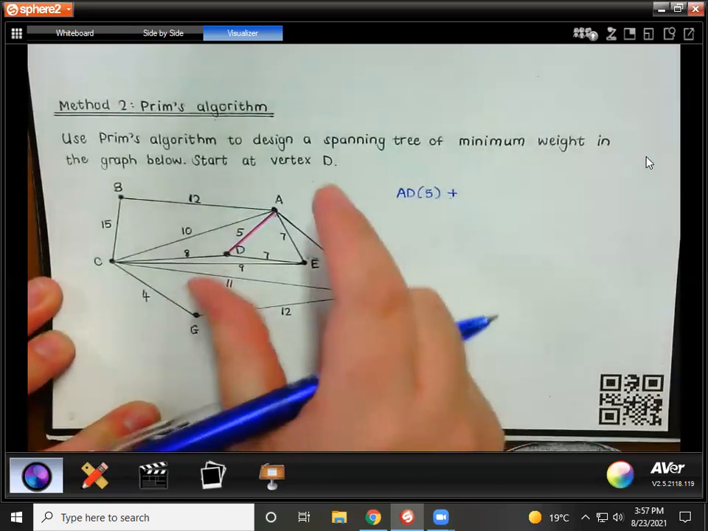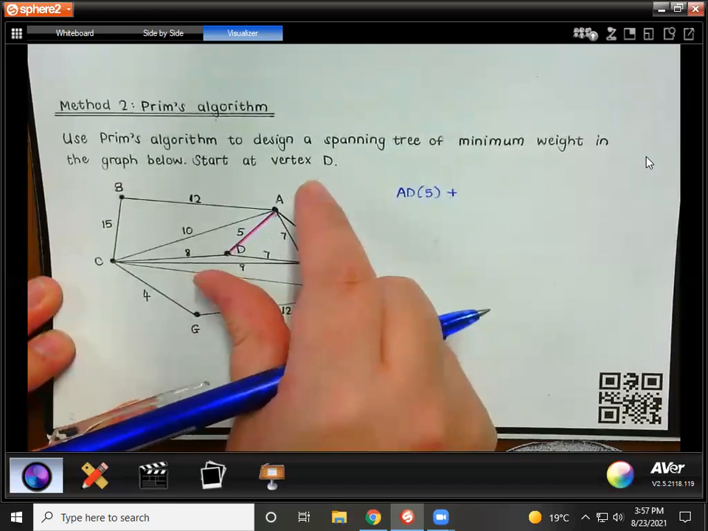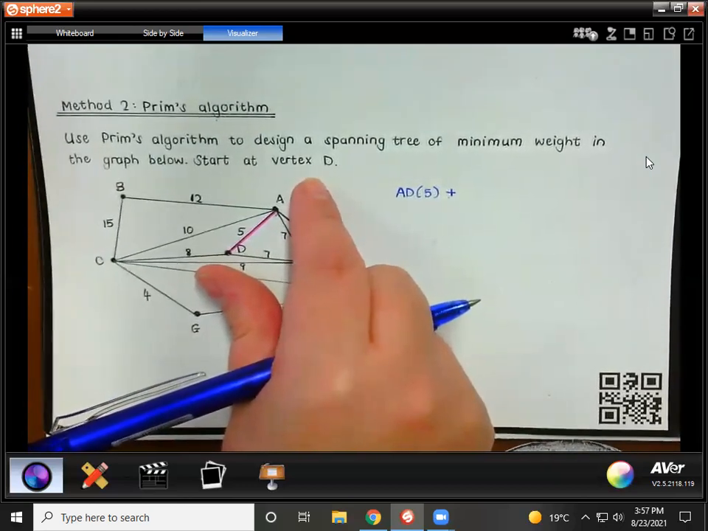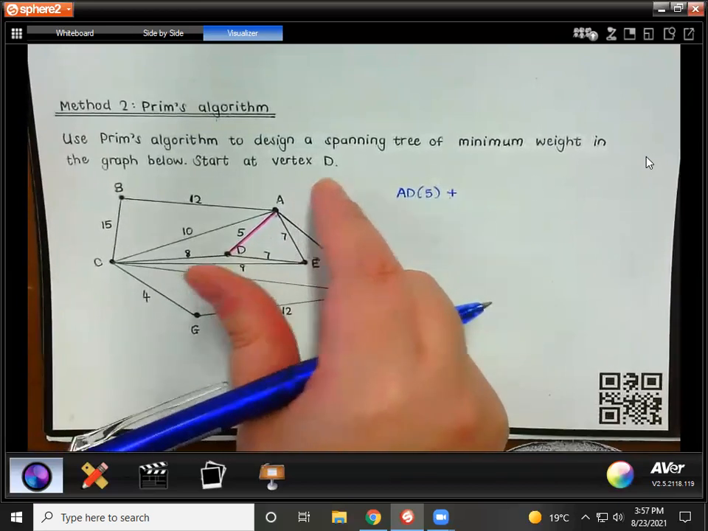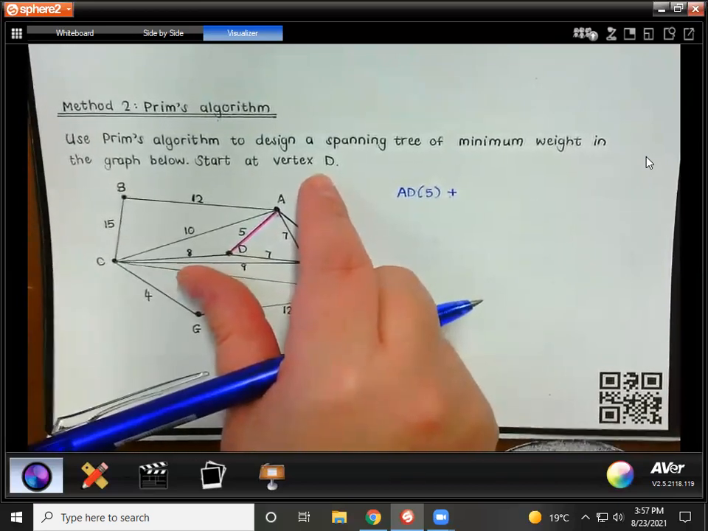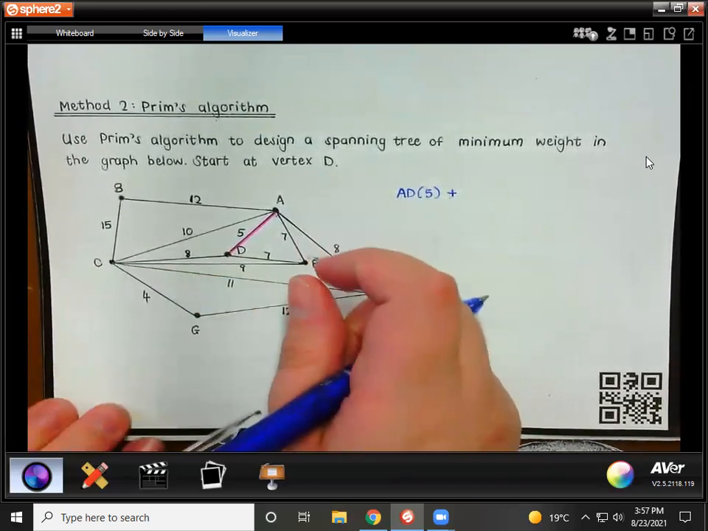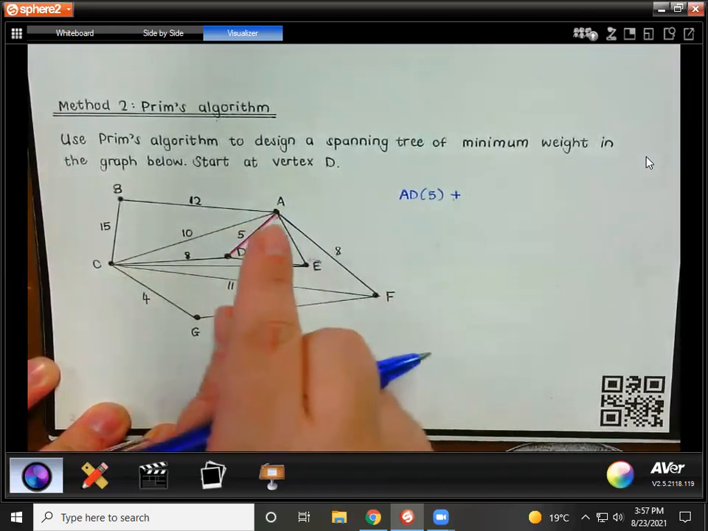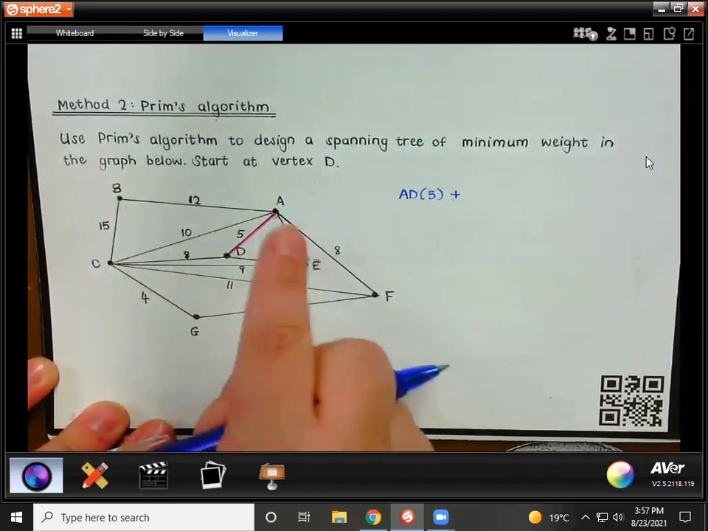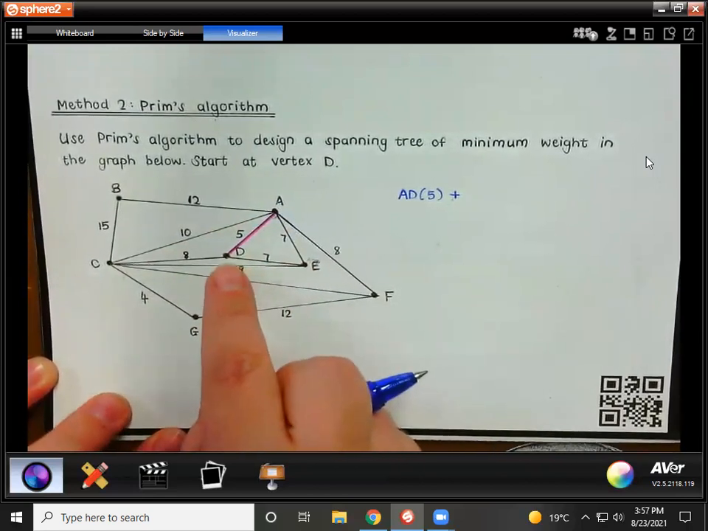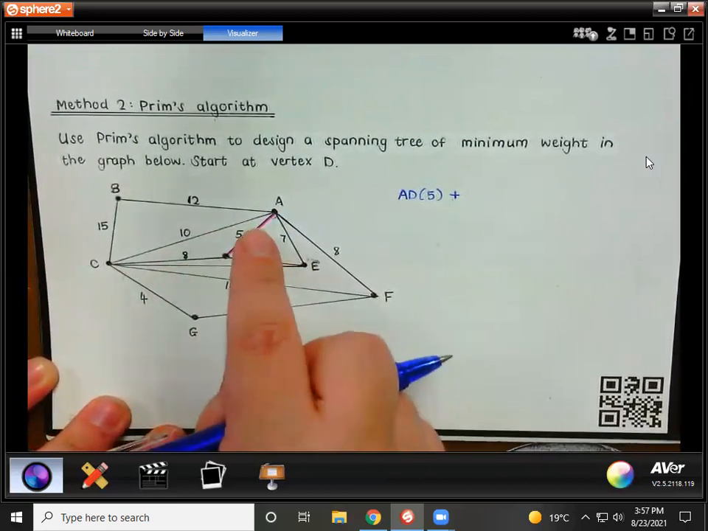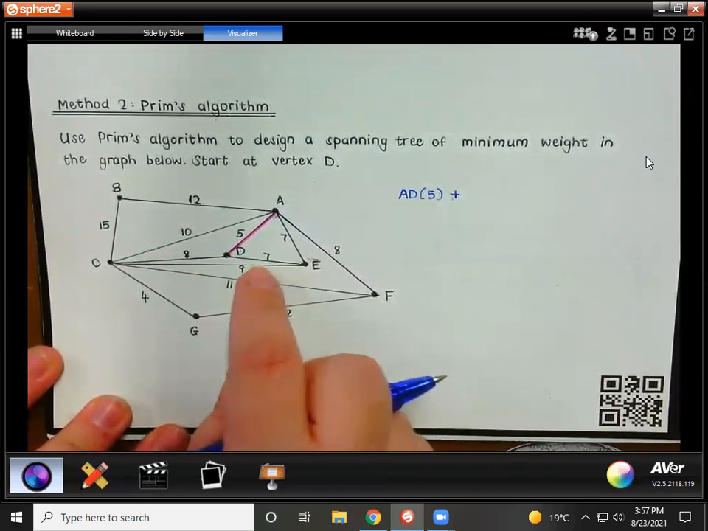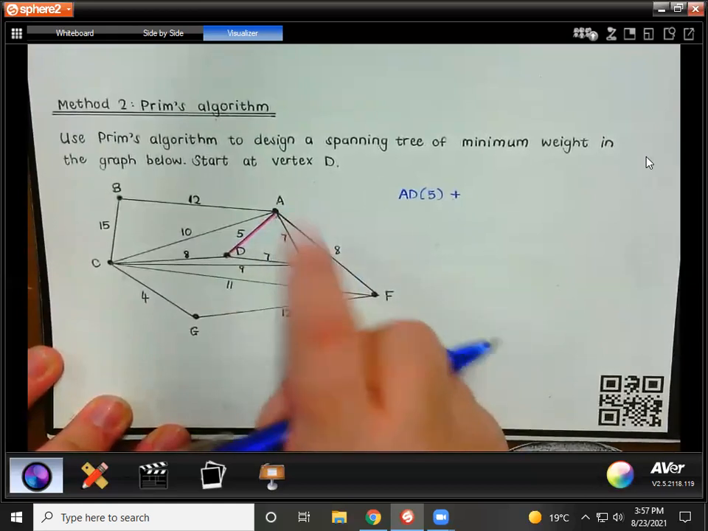Now we have 2 vertices in play. Now we're going to choose the shortest edge connected to either A or D. Do we agree that in this case, the shortest one connected to A will be AE, which is 7, and the shortest one connected to D, after we've chosen the one with 5, is DE, which again is 7. Now in the previous one, we chose DE. Let's choose AE this time.